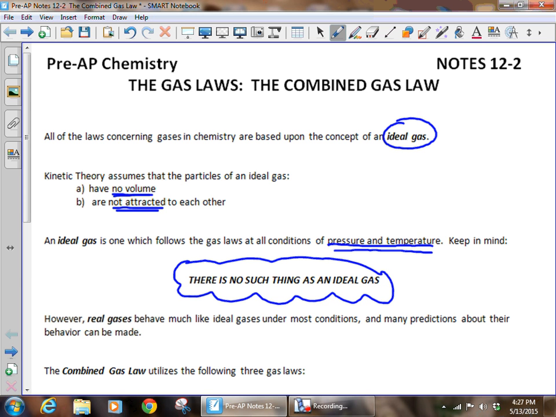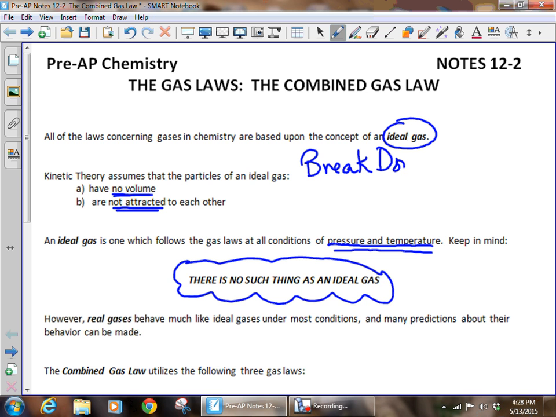Okay, so that begs the question, if there's no such thing as an ideal gas, why are we bothering to learn these laws and use these laws to try to predict anything? Well, real gases behave a whole lot like ideal gases under most, reasonable conditions of temperature and pressure. And you can make a lot of predictions about how gases are going to behave using the laws under those conditions.